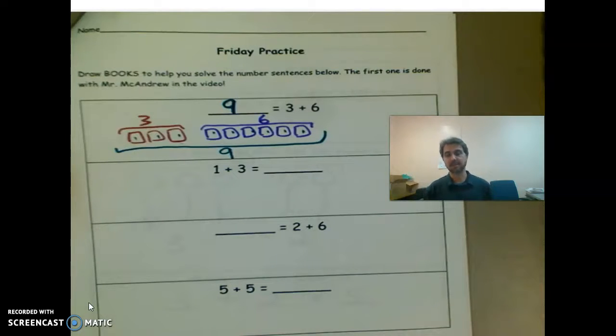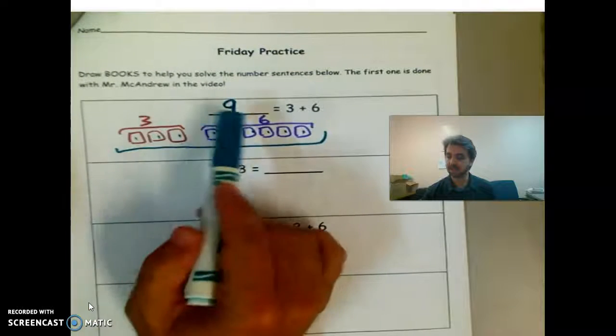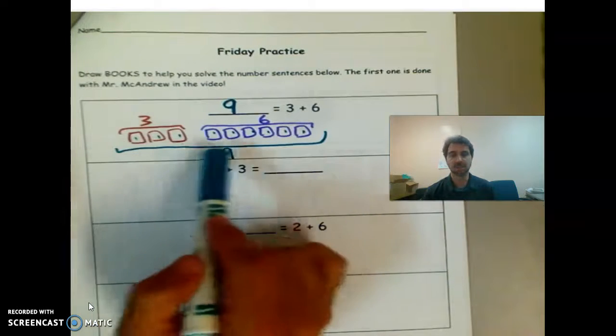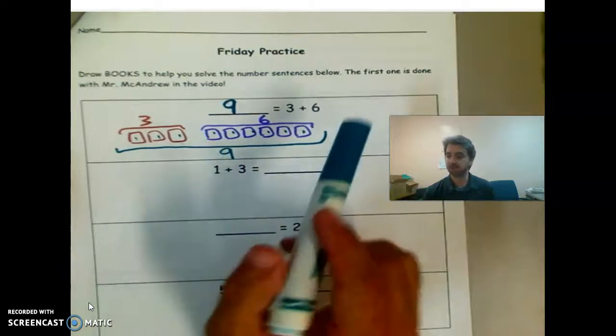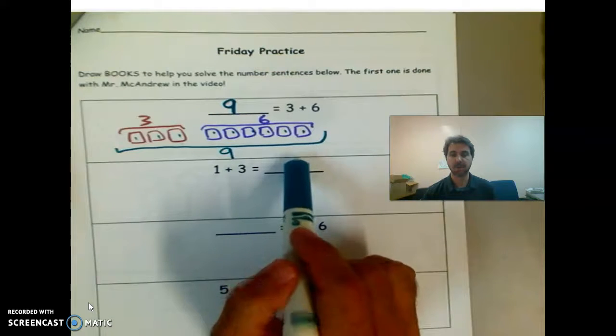What I would like you to do for the next 3 problems is the same thing that I did. I want you to draw a picture of books. You could use circles, it doesn't really matter, but I like the rectangles because it looks more like a book. Draw a picture. Show the 2 parts, so you've got a 3 and a 6, and then show the whole, which is 9 here. Then you put your answer on the blank line.